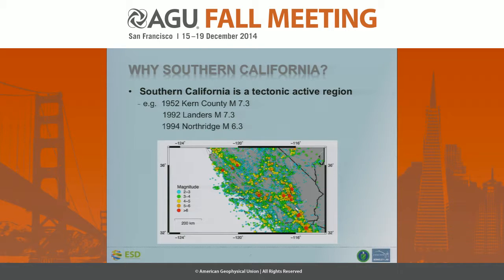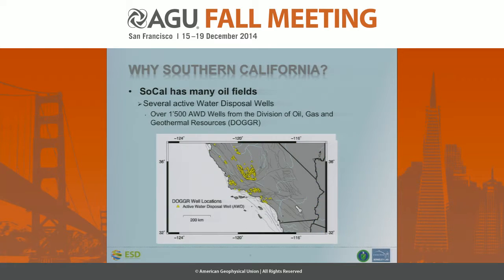And here is all the seismicity above magnitude 2, color-coded, and the circle size scaled by magnitude. So we see here lots of magnitudes larger than 6. We have LA here, which is a highly populated area, so it's an active zone. And then Southern California has many, many oil fields, especially here in the San Joaquin Valley. This is the Santa Maria Valley, this is the Ventura Basin. And related to these oil fields, there are active water disposal wells.